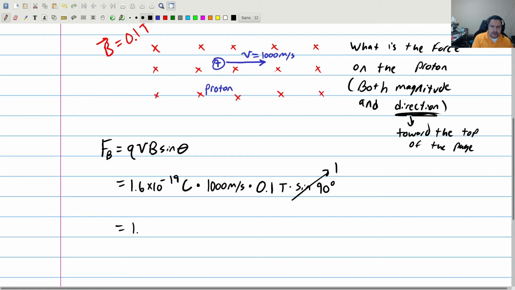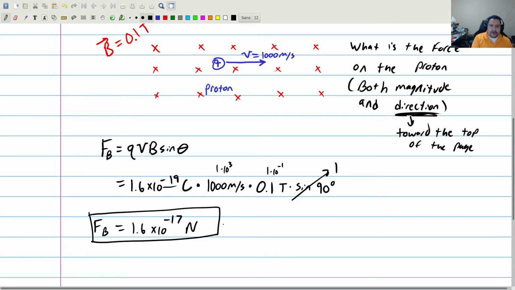And this is going to be 1.6. I can see that already. This is 1 times 10 to the 3. This is 1 times 10 to the negative 1. So negative 19 plus 3 is negative 16, and then minus 1 is negative 17. So times 10 to the negative 17. And my units, it's a force, so it must be in newtons. I'm not going to go through the thing to prove that to you. Just take my word for it, or prove it to yourself. So 1.6 times 10 to the negative 17th newtons is going to be the force on this proton.